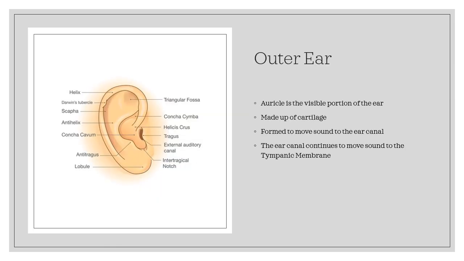The outer ear, also known as the auricle or the pinna, is the visible portion of the ear. It is mostly made up of cartilage, and its shape helps move sound towards the ear canal. As they enter the ear canal, they will approach the middle ear.